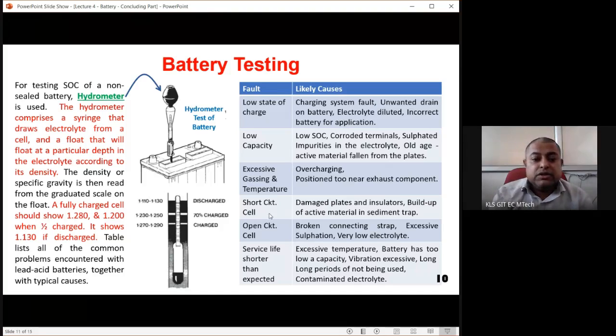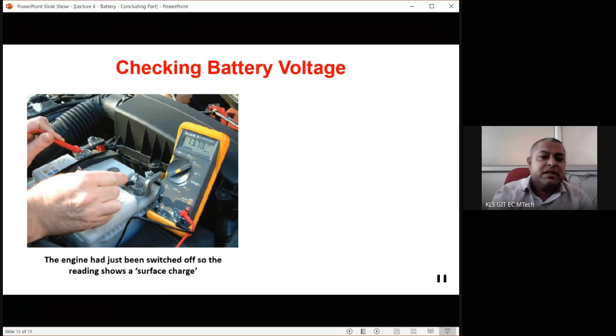Short circuit, how does it happen? It happens through a damaged plate or insulator, or active material in the sediment trap. So these are the causes for short circuit. Likewise, you can check the different battery testing procedures. These are the checks of battery voltages.